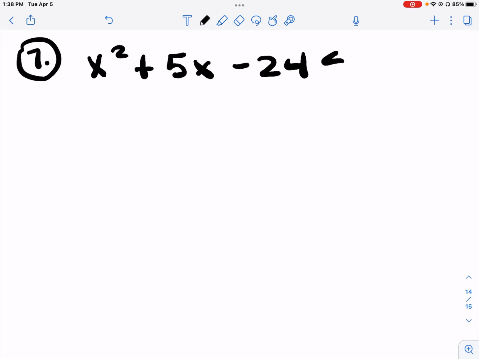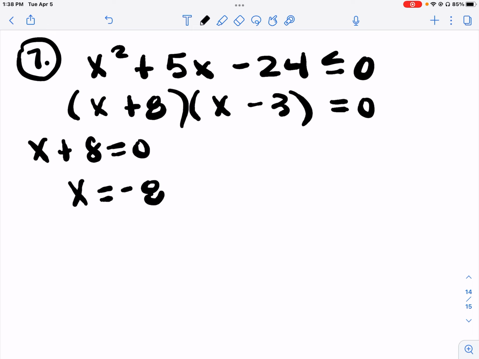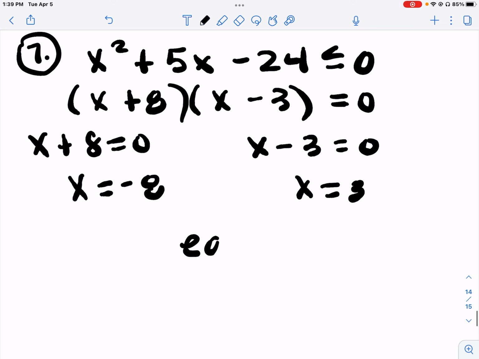Okay, solve. First, we want to factor. Multiply to negative 24, add to 5 would be 8 minus 3. So we're first finding out where it equals 0. Minus 8 and add 3. Okay, so this is when it equals 0.